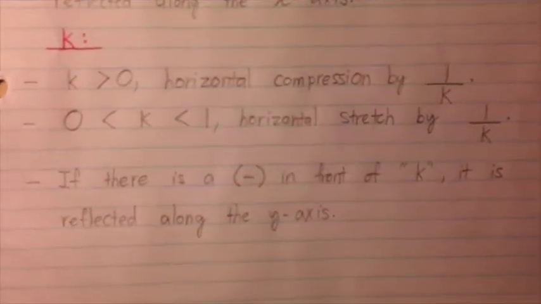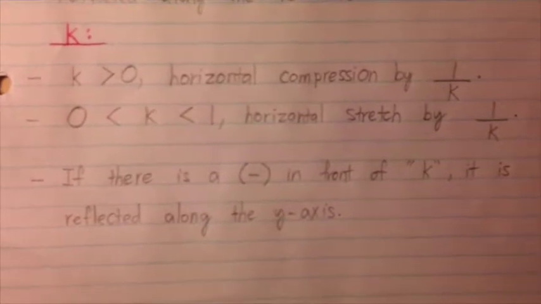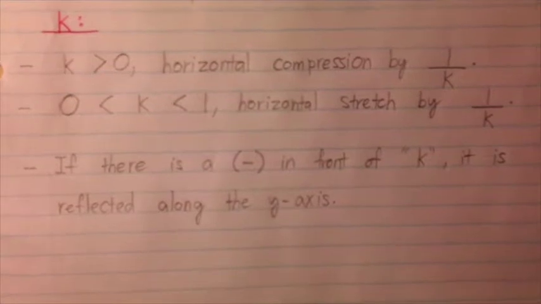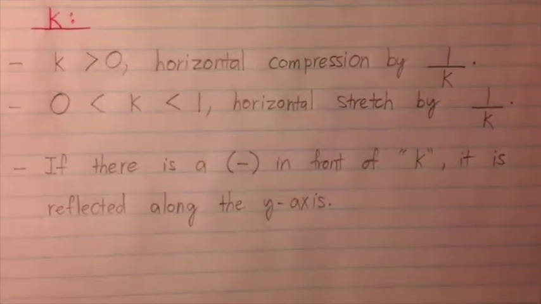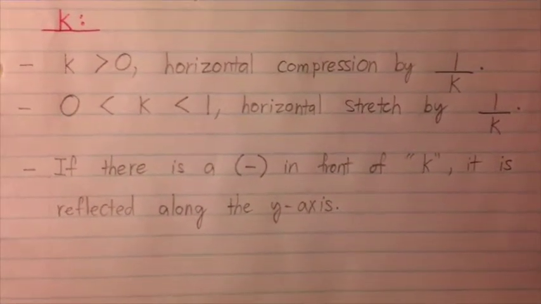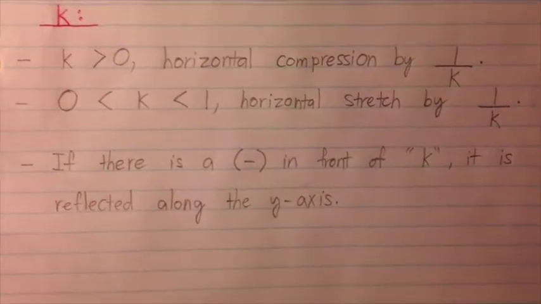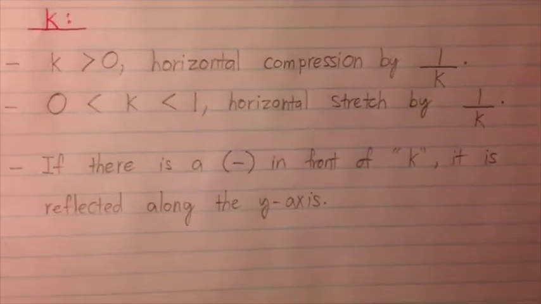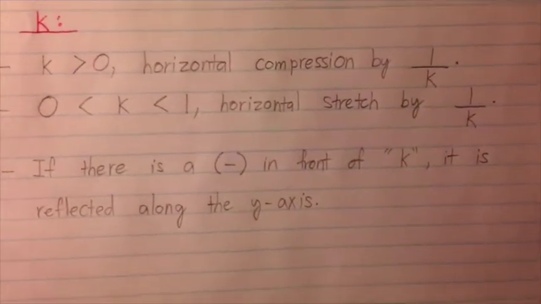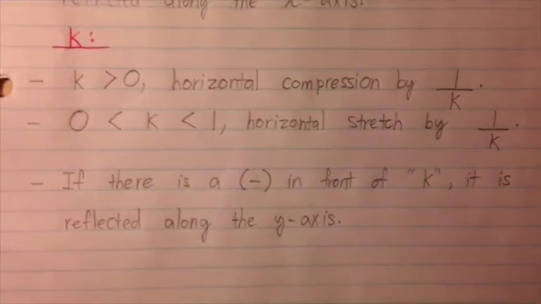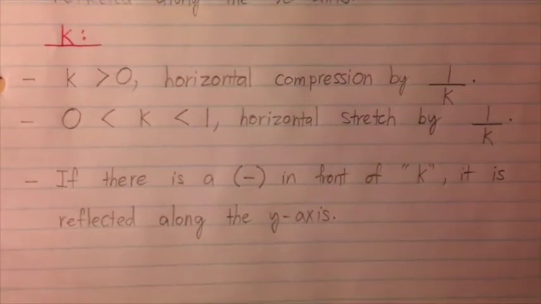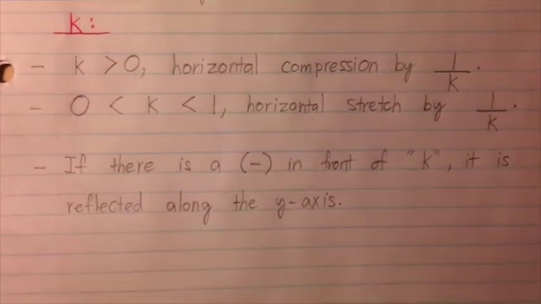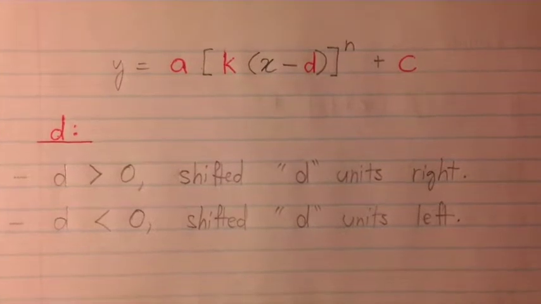Now let's talk about the parameter K. When K is greater than 1, there is a horizontal compression by a factor of 1 over K. And if K is greater than 0 but less than 1, there is a horizontal stretch by a factor of 1 over K. If there is a minus sign in front of the K, it has been reflected along the y-axis.